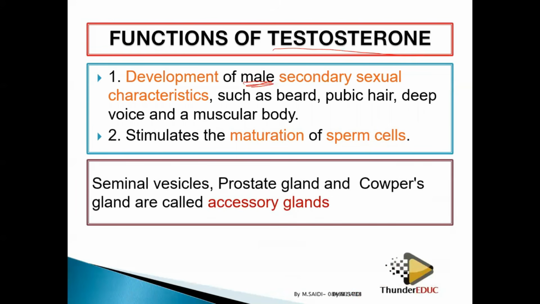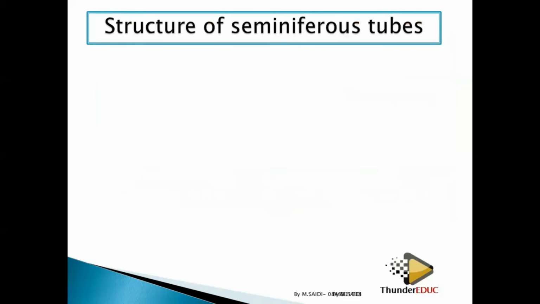Then lastly, we can say that seminal vesicle, prostate gland, this is a note. You need to put this as a note. Seminal vesicle, I explained it, and then prostate gland, and then Cowper's gland. All these three, we call them accessory glands. We can bring this in the terminologies. Now I ask you, seminal vesicle, prostate gland, and Cowper's gland are referred to as accessory glands. The glands in the male reproductive system which produce the fluids are referred to as accessory glands.